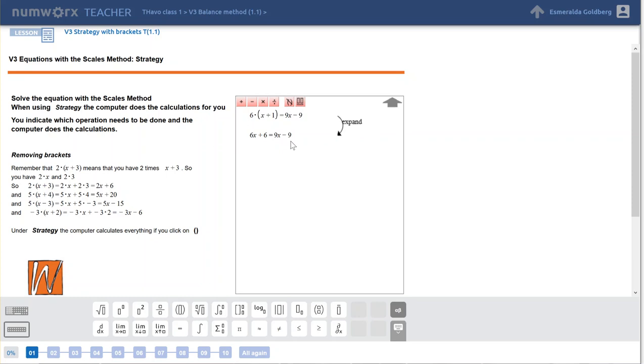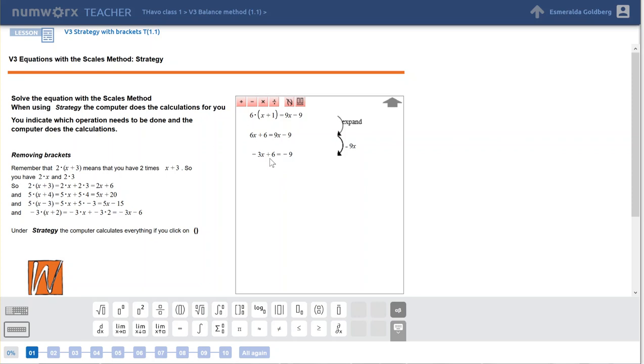Now, from now on, it's the same as in activity 2. So what we want is the x's on the left-hand side and the regular numbers on the right-hand side. Right now on the right-hand side we have 9x. If we want to remove that from the right-hand side, we have to do minus 9x. So I press the minus here and I type 9x. It will subtract 9x both from the left-hand side and from the right-hand side. So on the right-hand side, all there's left is the minus 9. And on the left-hand side, it will subtract 9x from 6x, so we get minus 3x.